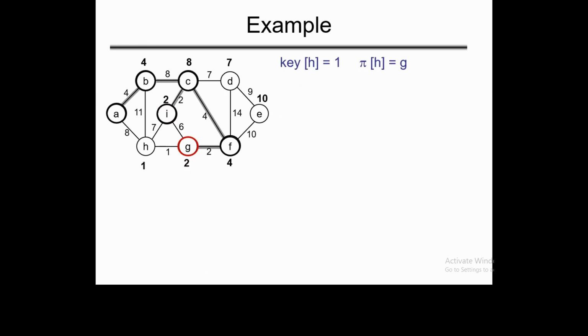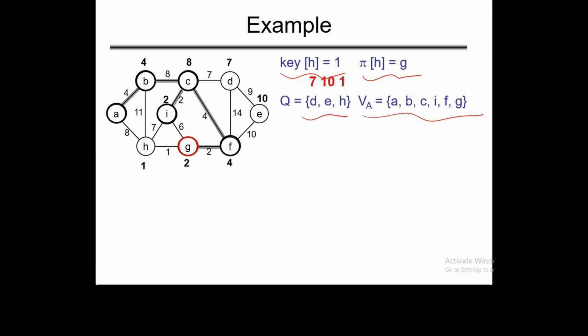तो ये मॉडिफिकेशन हुआ कि key of H equal 1 and parent of H equal G. Now this is the status of the queue and this is the status of the vertices in the MST set. So now the minimum key value is H. It will be extracted here. We will extract it from here and we'll process it.